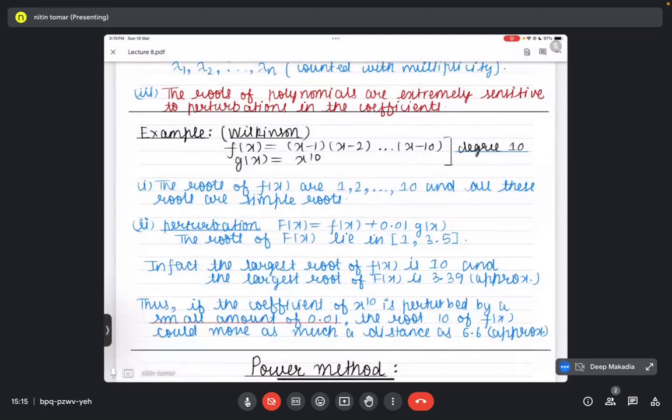First, the roots of f(x) are actually 1, 2 up to 10, and all these roots are simple. By simple root, we mean multiplicity 1. Okay, all these roots are simple.